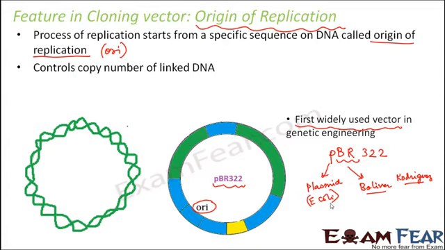This also controls the copy number of the linked DNA, as I said just now. Not all vectors' origins will support high copy number, so we need to take care that we select a vector whose origin supports a very high copy number. If the copy number is high, then more copies of the foreign DNA will be produced.